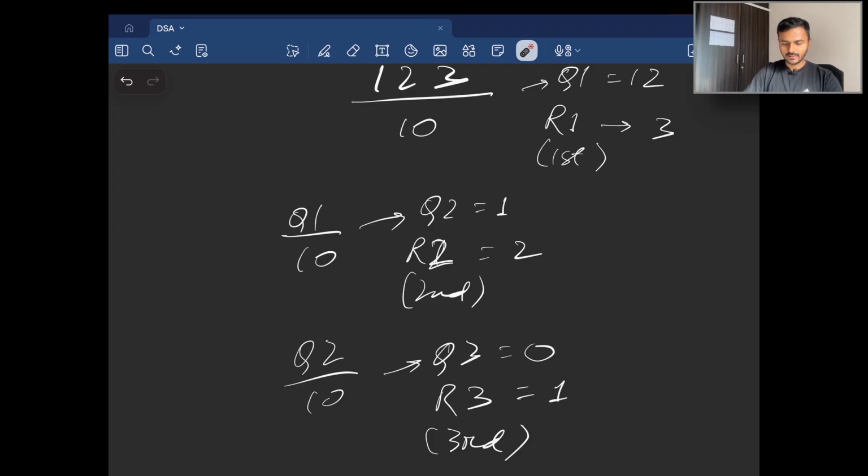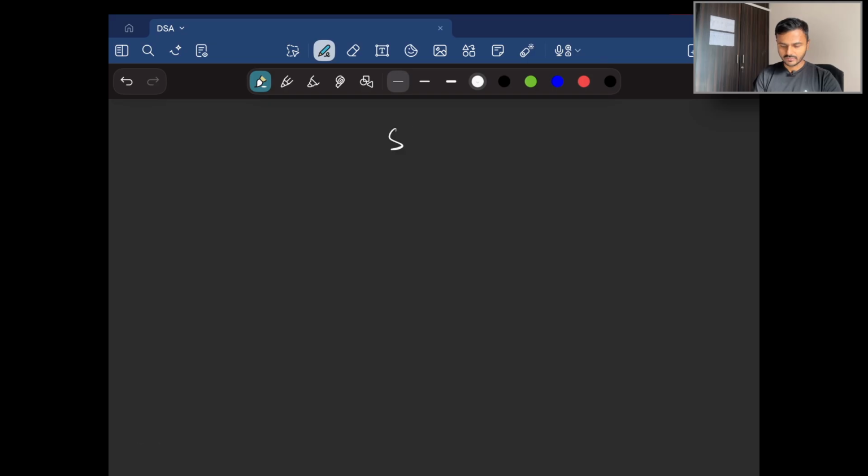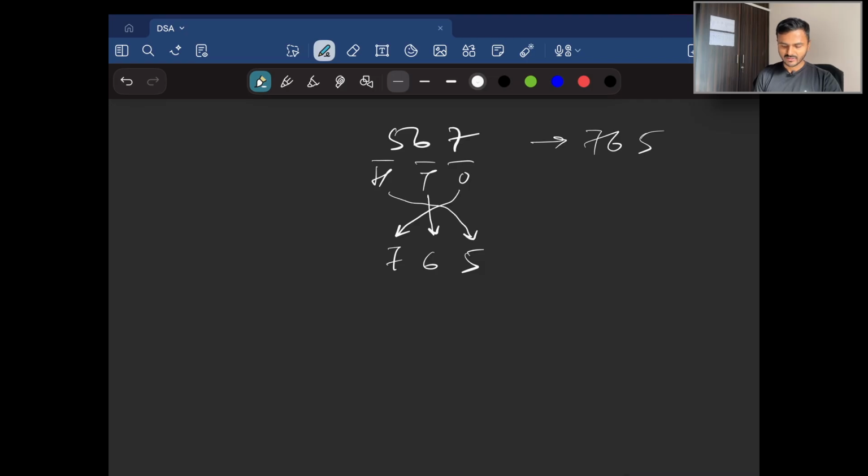Now, for that, let's take a 3-digit number, 567. So this is ones place, tens place, hundreds place, and when we reverse, what's going to happen? It is going to be 765. So the 7, which was at ones place, will be at hundreds place. The 6, which was at tens place, will remain at tens place, and 5 will be at ones place.